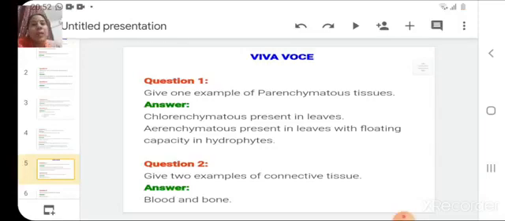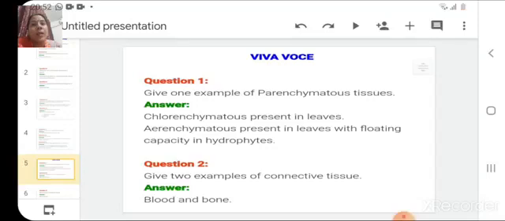Again, one more example you can give, that is arenchymatous tissues, and these tissues are present in aquatic plants. Aquatic plants are also known as hydrophytes. Hydro means water, phytes means plant. The plants which live in water are known as hydrophytes. In these plants, to provide light weight or buoyancy, some big air spaces are trapped inside them in the form of arenchymatous tissues. So you can give that example also.